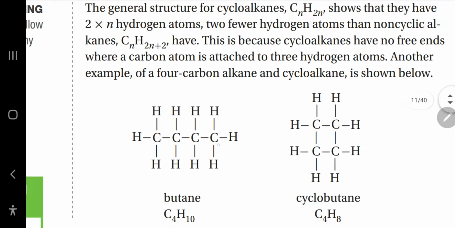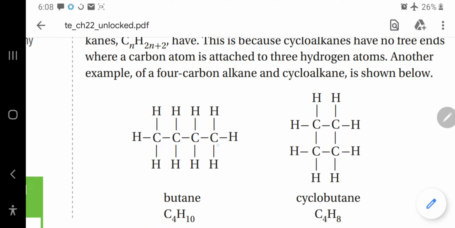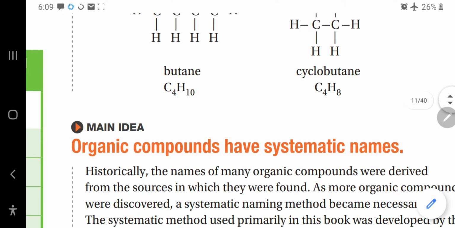Because if we take this carbon atom and this carbon atom and we want to connect them together, we have to remove H from this carbon atom and H from this carbon atom to be able to form the 4th bond between carbon and carbon. So 2 hydrogen atoms will be deleted from the compound. So it will be CnH2n only, without adding the 2 here.